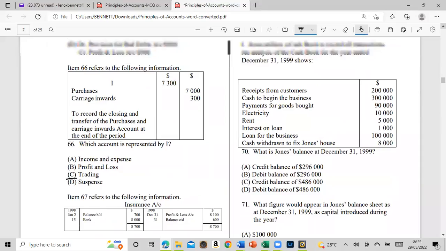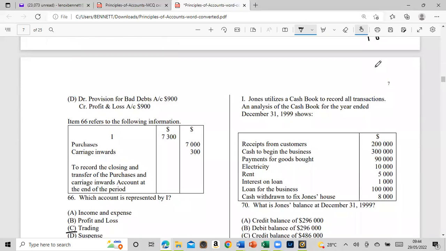And it says items 70 and 71 refer to the following. All right, so let's check this out now. It says I. Jones utilizes a cash book to record all transactions, and analysis of the cash book for the year ended December 31st, 1999 shows: all right, so this one is going to be a bit tedious. Receipts from customers, that's 200,000. Cash to begin the business, which is capital, that's 300,000. Payments for goods bought, that's 90,000. Electricity, these are expenses, 10,000. Rent, 5,000. Interest on loan, 1,000. Loan for the business, 100,000. And cash withdrawn to fix house, which is $8,000.